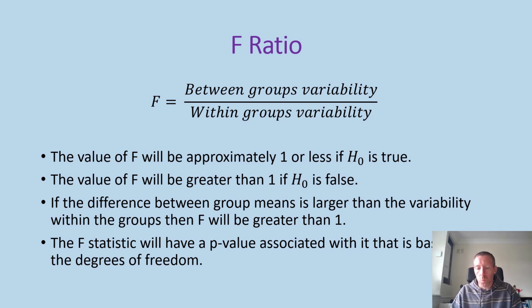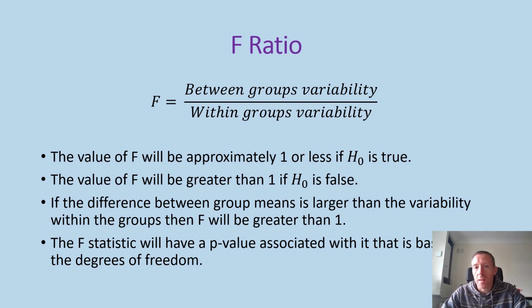The F value will be 1 or less if the null hypothesis is true, if there is no difference between the means of the groups. Then the means will be quite similar, and the result of this division calculation will be 1 or less. If it's 1, then the amount of variability between the groups is exactly the same as the amount of variability within the groups. So they've all got the same mean and they've all got the same amount of spread.